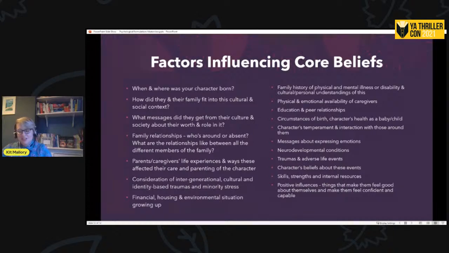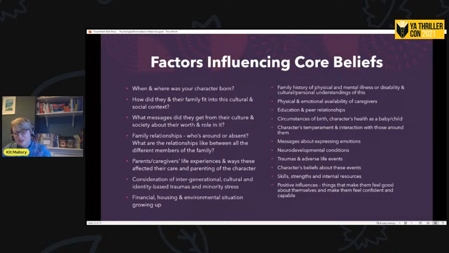I think genogram story is fun. Like, who is around, who's in their immediate and extended family? What are those relationships like between all the different people in that family? Was their birth planned or unplanned? What's their birth order? How does their relationship with their parents or caregivers differ from their siblings, if they have siblings? What are their parents or caregivers' life experiences like, and how does this affect the care and the parenting that they're able to provide your character?